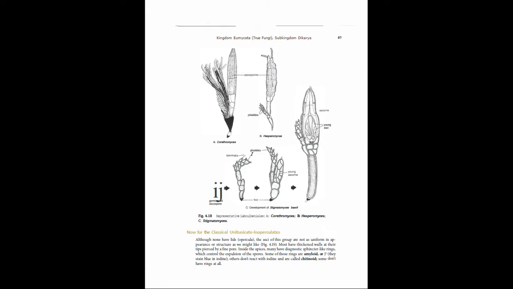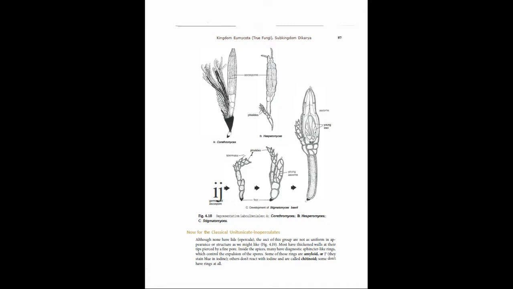A. Corethromyces, age-germinated ascospore, phialides. B. Hesperomyces, phialides, young asci. C. Development of Stigmatomyces. Fig 4.18 Representative Laboulbeniales. A. Corethromyces. B. Hesperomyces. C. Stigmatomyces. Now for the classical unitunicate operculates.